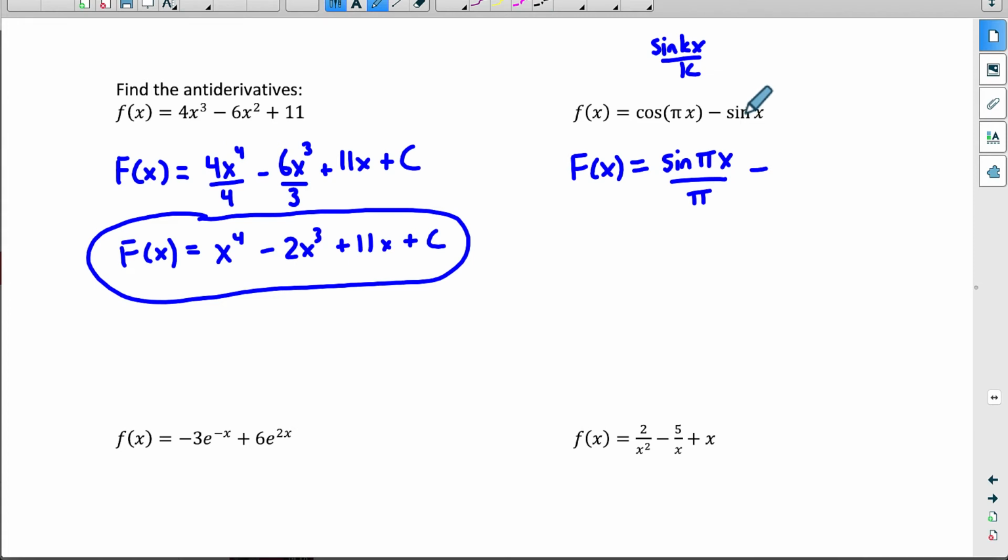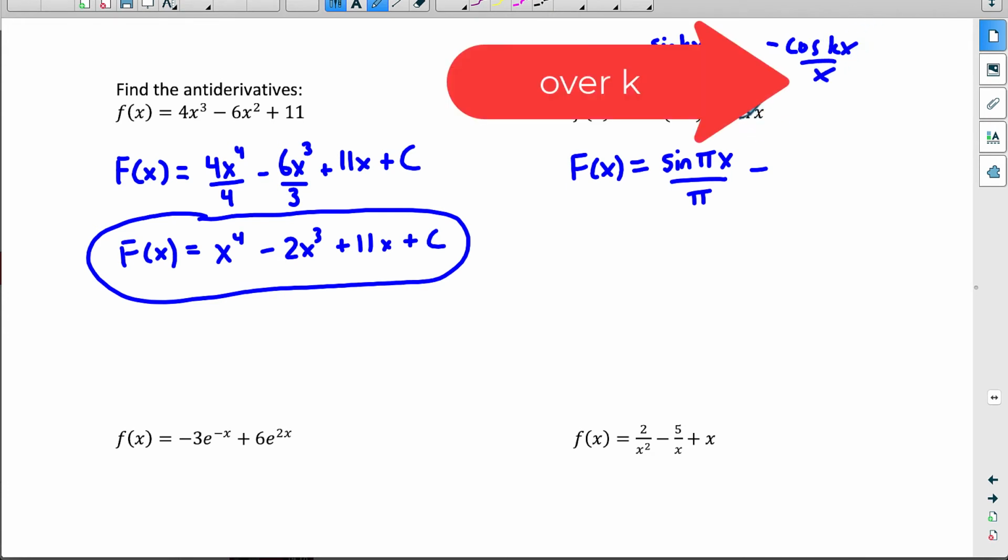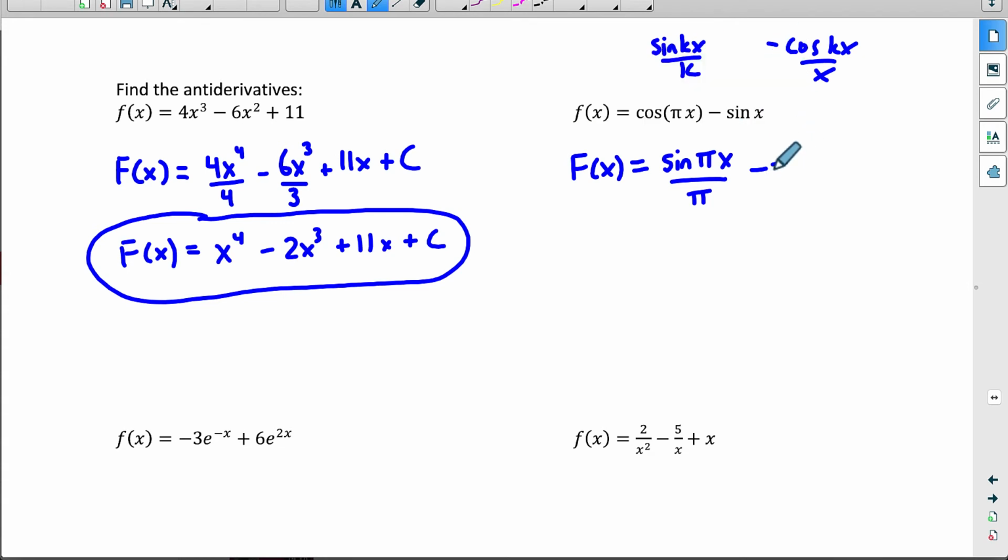Now, for sine x, if you look back on the other side, the antiderivative equals negative cosine kx over k. So I already have this minus sign, but we get another negative sign, and then our sine becomes cosine. The k in this case is just 1, so it's not going to make a difference. So you get x over 1, which doesn't make a difference. And don't forget to put plus c.